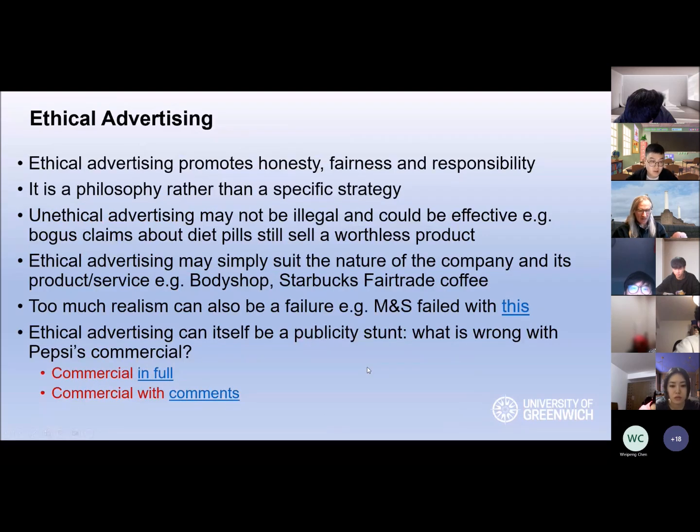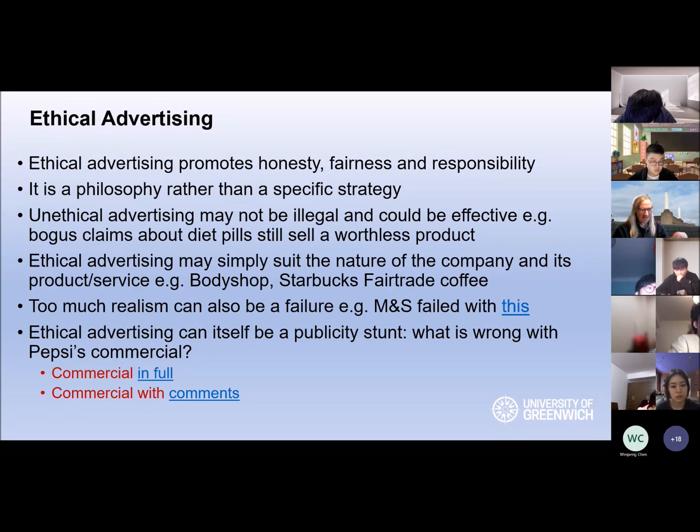Okay, so now we're on to advertising, because the 4 Ps contains one of the Ps being promotion. Well, what about advertising and ethical advertising, particularly at the moment? The idea that advertising isn't just trying to convince people to buy a product or service. It needs to do it in a way that's honest, fair, and responsible.